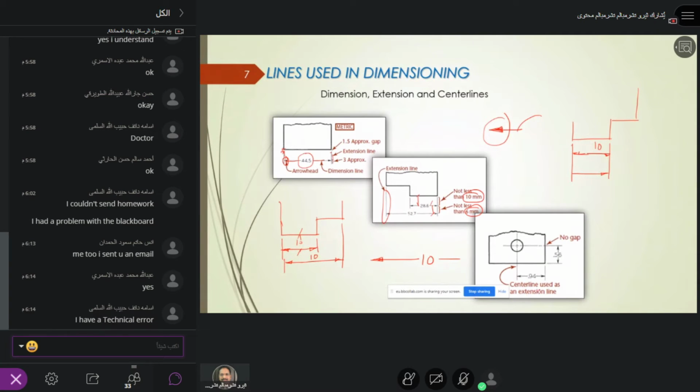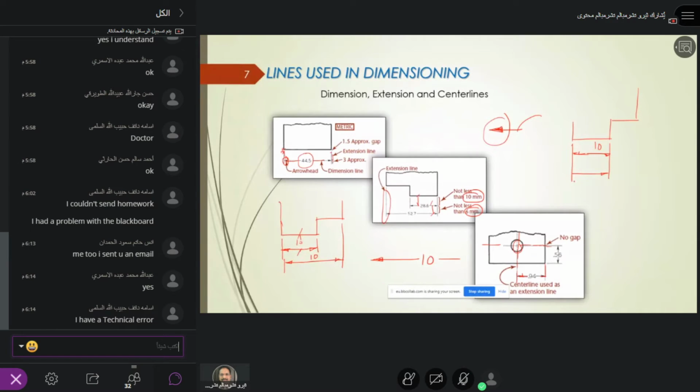And the center line can be used to extend this. So this is a circle, and the circle's center line can be drawn, and from the center line it can be extended all the way and used as an extension line. For the center line, there should be no gap. Only for the extension line should there be a gap. But if you are extending the center line, there is no gap here. You can just extend it. That's another thing you should keep in mind.